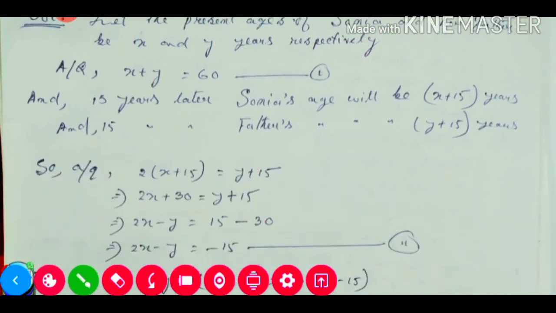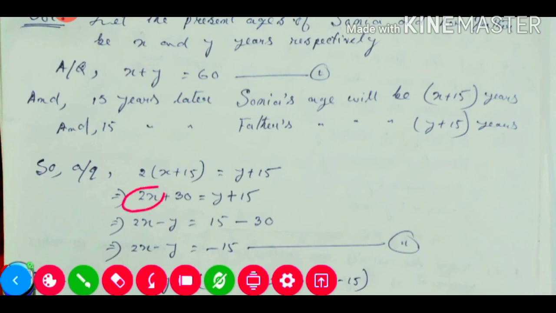We have written here 2 into (x plus 15), Sonia's age, is equal to y plus 15, the father's age after 15 years. After 15 years, the father will be twice Sonia's age, so we multiply Sonia's age by 2, and both sides will be equal. Now if we multiply 2 into x, we get 2x plus 2 into 15, which is 30, equal to y plus 15. Now the variables will shift to the left-hand side and constants to the right-hand side.